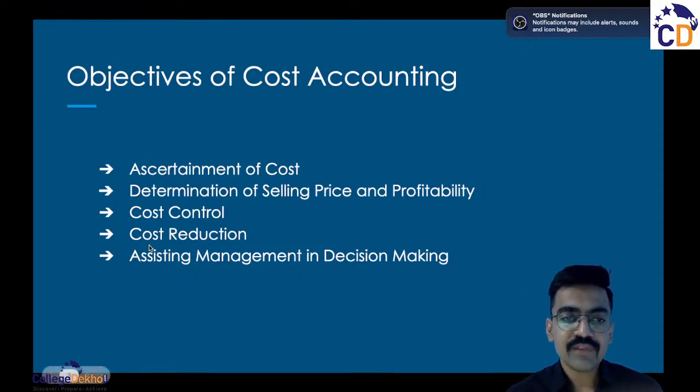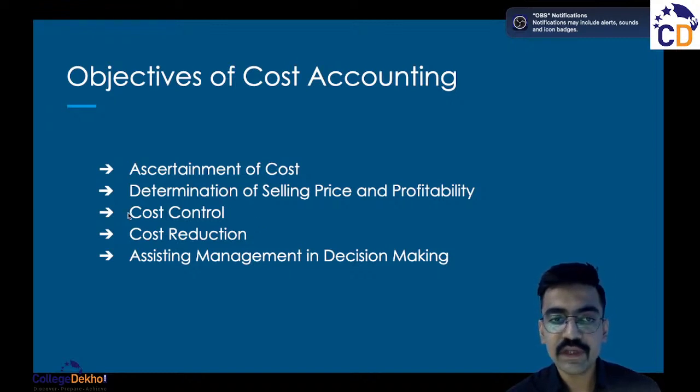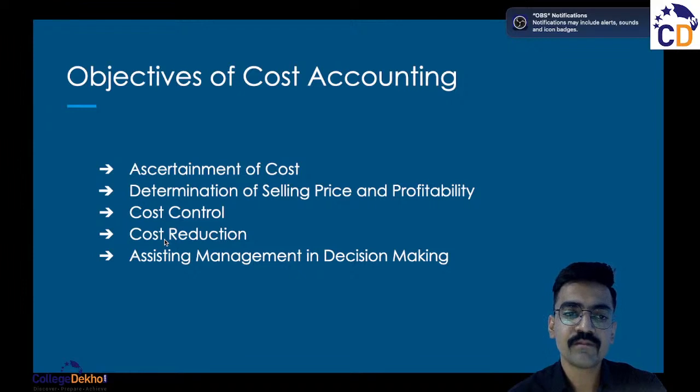And as the name suggests, cost reduction is not just concerned with the controlling aspect of the cost, but it also is concerned with the reduction aspect of the cost, right? So first of all, we ascertain the cost of the company, and on this cost, we add the profit margin of the company, and then we arrive at the selling price.